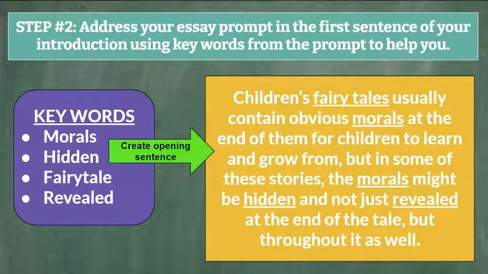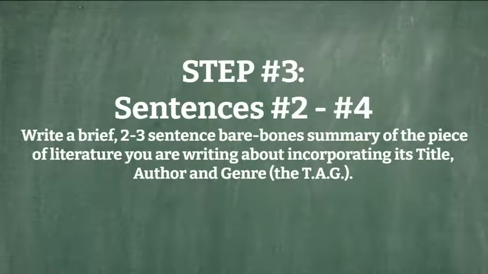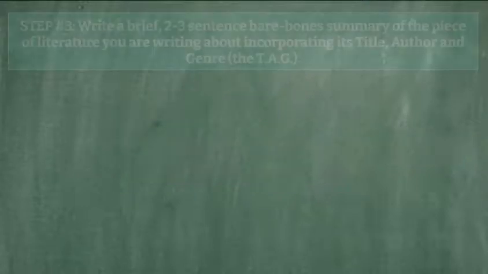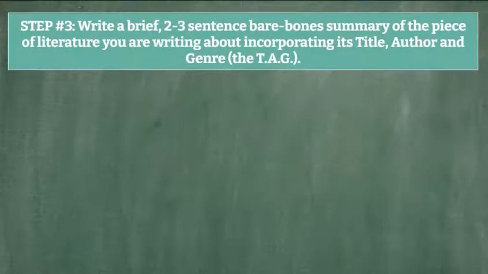Now with our opening sentence complete, we can move on to step number 3. Step number 3, sentences number 2 through number 4. Write a brief 2 to 3 sentence bare bones summary of the piece of literature you are writing about, incorporating its title, author, and genre, or the TAG. The next step is to write sentences 2, 3, and 4 of the introduction, which will contain the title, author, and genre of the literature, as well as a summary of it.